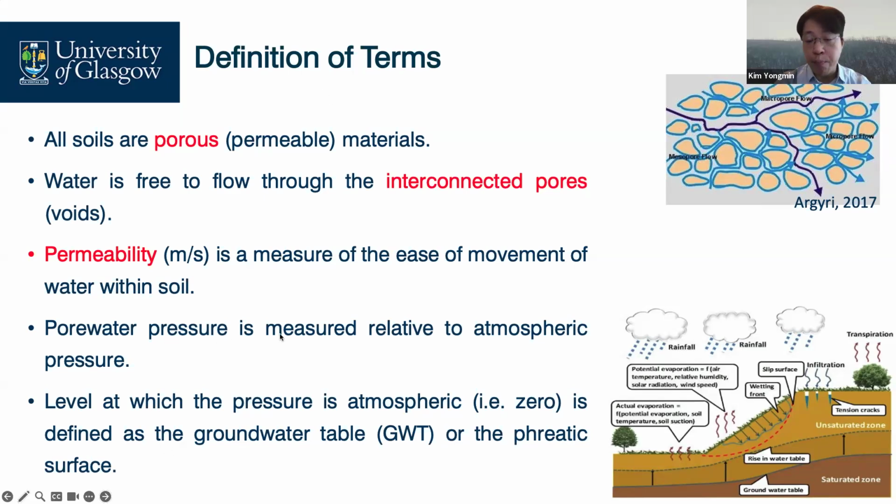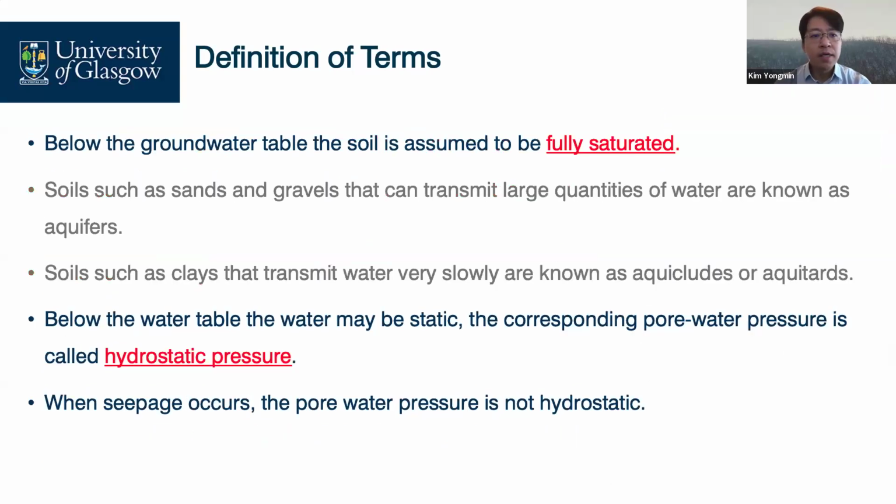This pore water pressure is measured relative to atmospheric pressure. So the level at which the pressure is atmospheric is defined as the groundwater table. Later on, you can understand these two sentences more clearly by checking the typical examples. Below the groundwater table, the soil is assumed to be fully saturated. Yes, it is true.